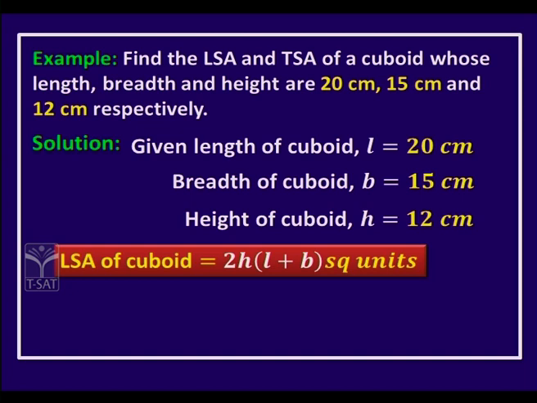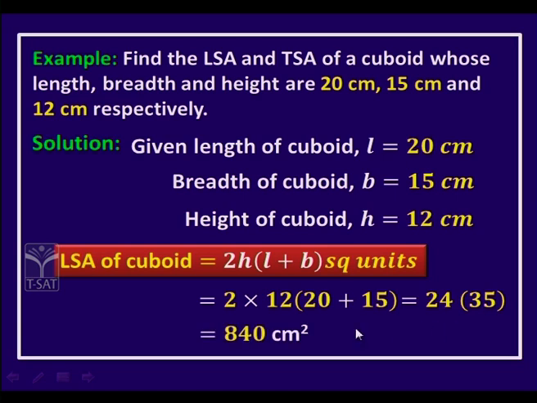Now, let us substitute these values of L, B and H in this formula. So, 2h, that means 2 into h, which is 12. So, 12 into (L plus B), L is 20 plus B is 15. Now, let us simplify further, children. 2 into 12, we get 24, and 20 plus 15 is 35. Now, let us multiply 24 and 35, children. On multiplying that, you get 840 centimeter square.